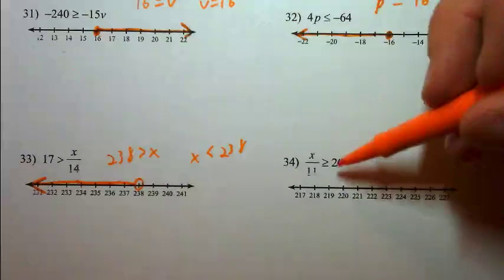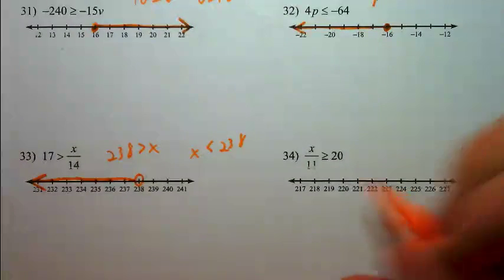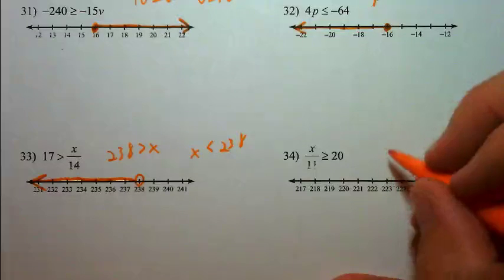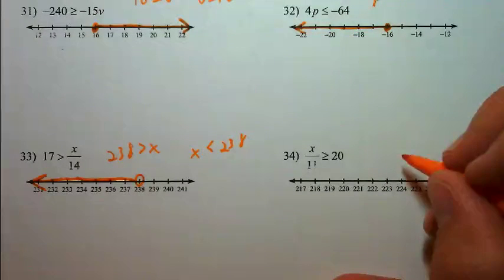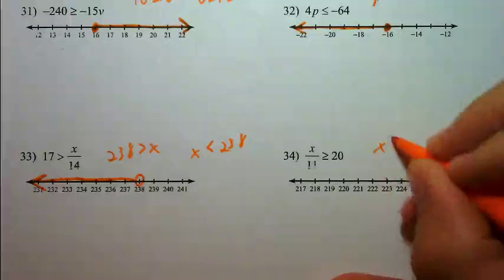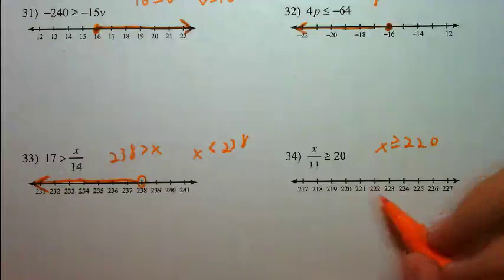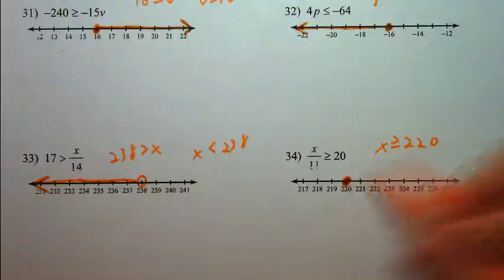On 34, we need to get rid of 11 by multiplying by 11. So we multiply 11 to the other side. It'd just be 220. So x is greater than or equal to 220. Here's 220. Closed circle there. Everything greater than.